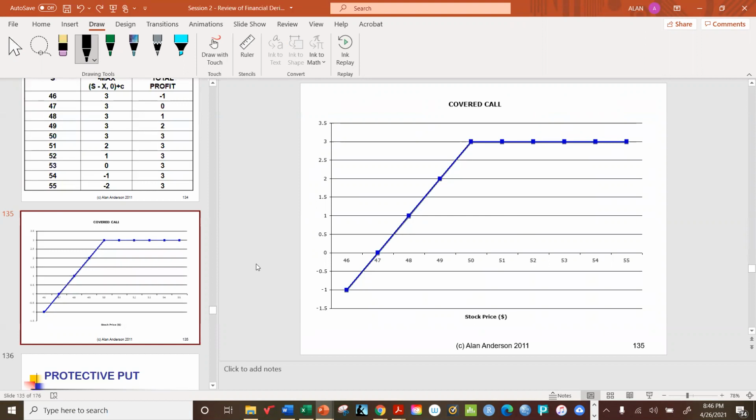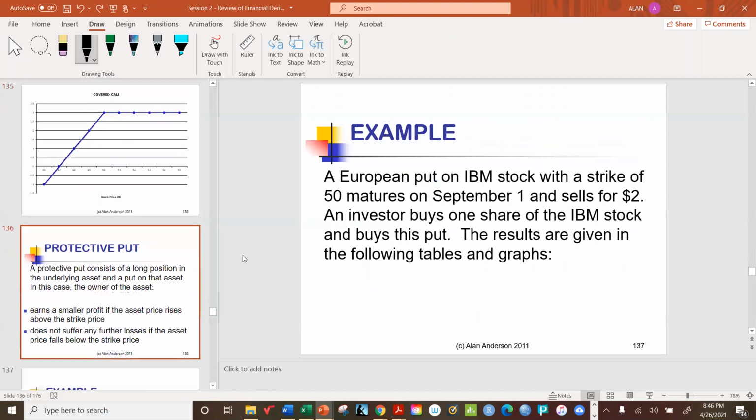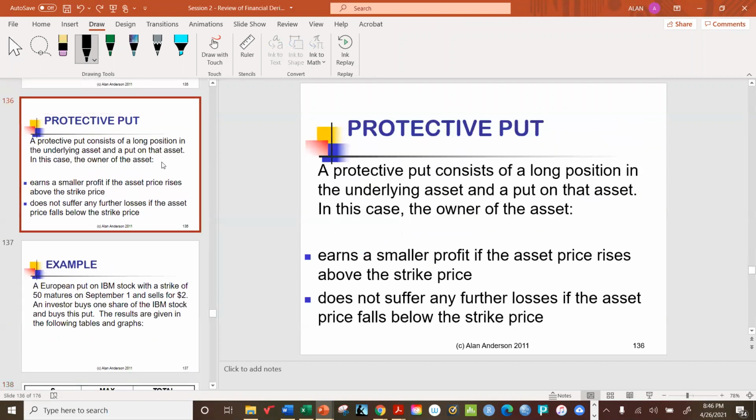Now, I'm not really a big fan of this position. The one I really like is the next one. The protective put means that you own the stock and you buy a put. So the beauty of this is that it basically puts a floor underneath the value of your position, meaning you're putting a limit on your losses. And in exchange for that, you pay for the put. So in effect, you're buying an insurance policy on your stock.